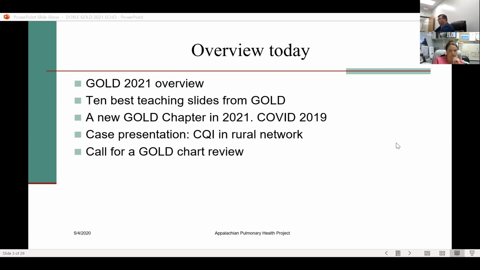And then I would like to do a case presentation. And in this case, the presentation isn't about a specific patient. It's a case report about a rural network. And then finally, I'm going to throw out to our APHP RTs and sites the idea of doing a small chart review at our sites to check and see and to keep track how well we're doing at our sites of actually implementing and observing the Gold recommendations. Next slide, Mitra.